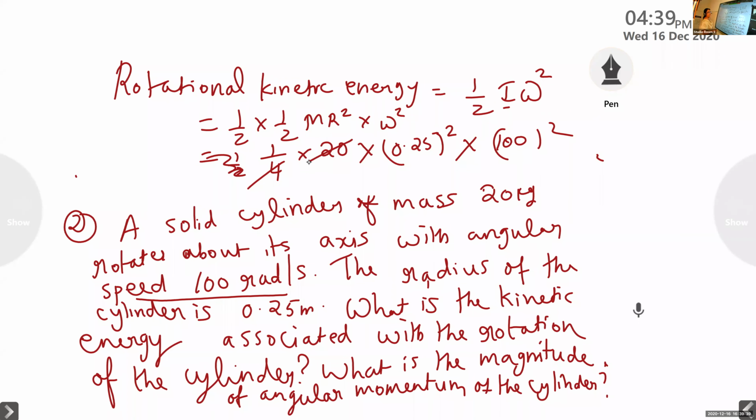4 and 20 can cancel. You will get 5. Now 5 into 25 you do. Very simple, no? 25 squared: first square the 25, keep the decimal aside. You can just find out the 25 squared. That is 625. Then just shift the decimal. Then do the remaining portions.